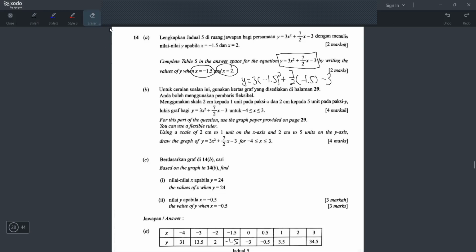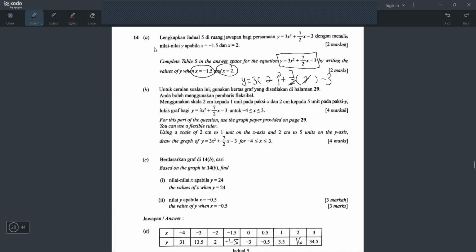Then what about this one, 2? You do the same thing, but this time you substitute 2. Okay. All right, these 2 and these 2 can cut. So you just left with 7 minus 3, which is 4. 2 squared is 4. 4 times 3 is 12. 12 plus 7, 19. 19 minus 3 is 16. So you will write 16.